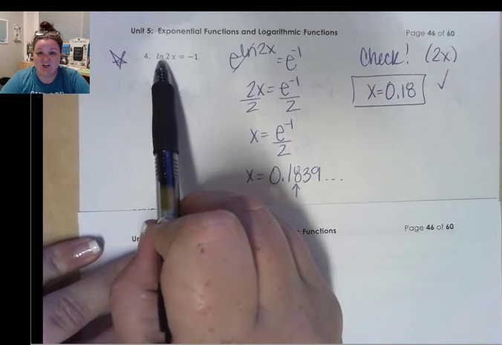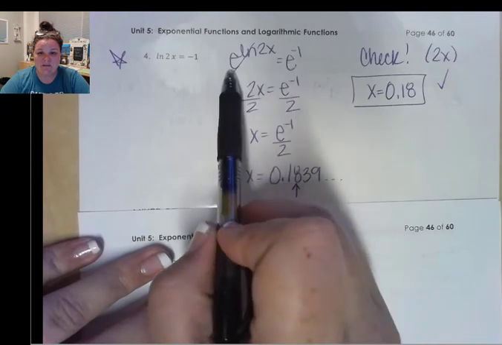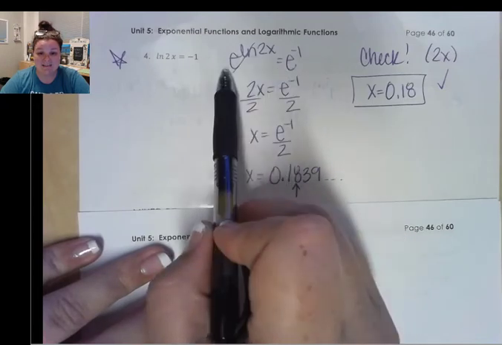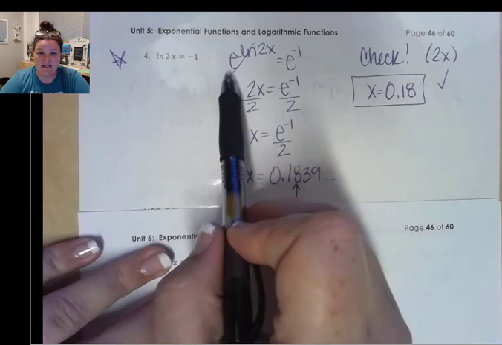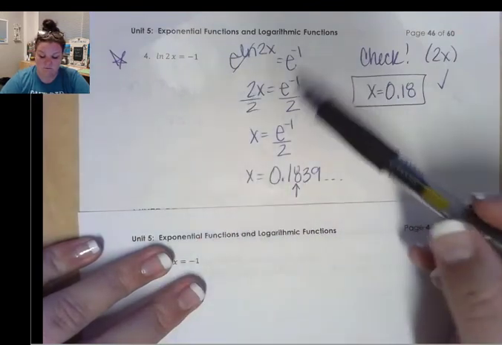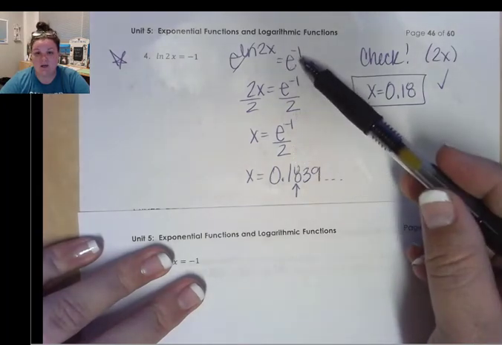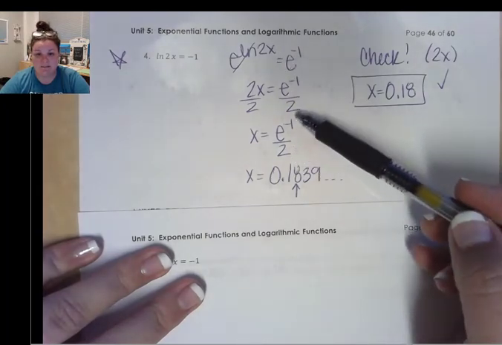So the base here is E. So to get rid of a natural log or an ln, we're going to use exponential base E. Be sure you do it on both sides. E and ln are going to cancel, which leaves me with just a 2x on the left-hand side. And then the right-hand side, I can calculate using my calculator. E to the -1, whatever that equals, then we're going to divide it by 2.